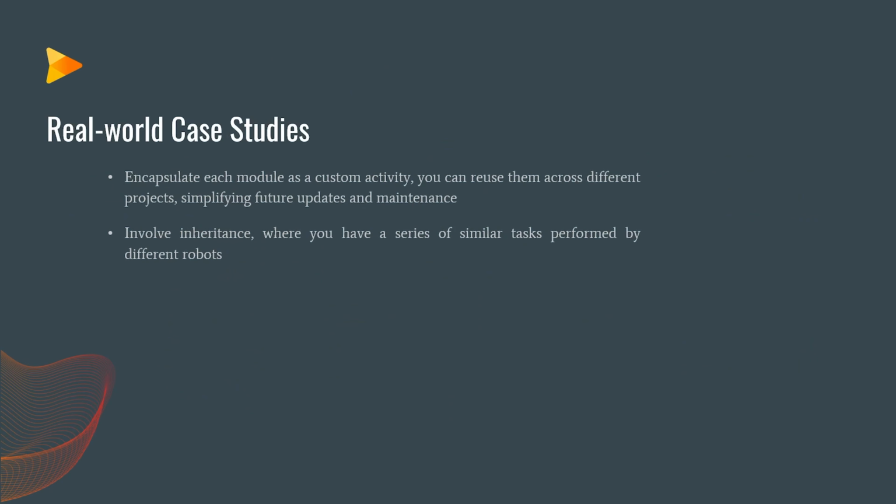Let's dive into a couple of real world case studies where OOPS concepts shine in UiPath. Imagine you have a complex process with multiple modules. By encapsulating each module as a custom activity, you can reuse them across different projects, simplifying future updates and maintenance. Another scenario involves inheritance, where you have a series of similar tasks performed by different robots. By inheriting from a parent workflow and utilizing shared resources, you can enhance efficiency and avoid redundancy in code.